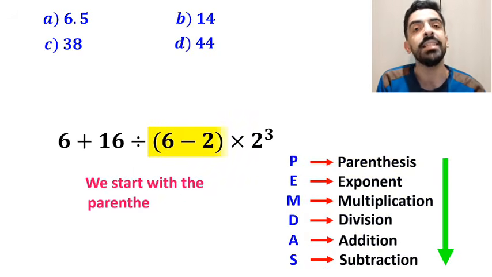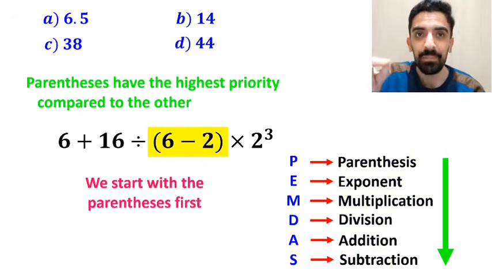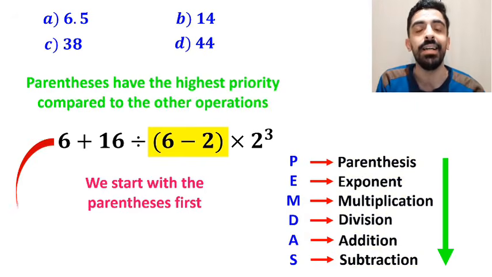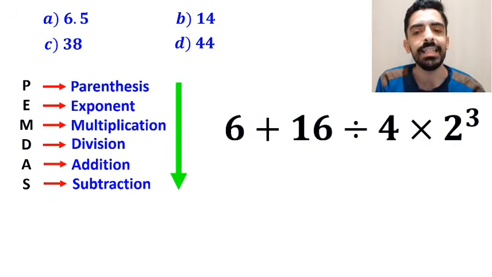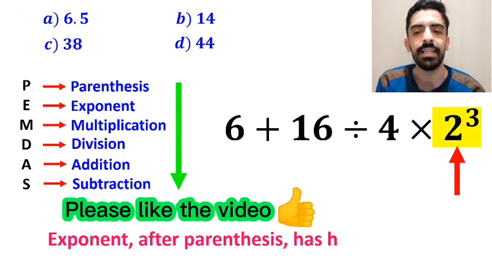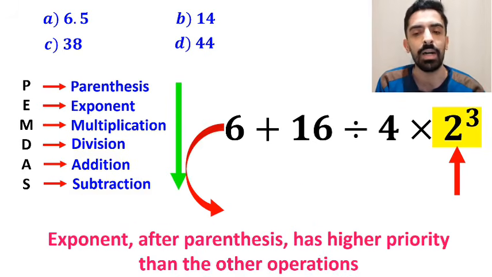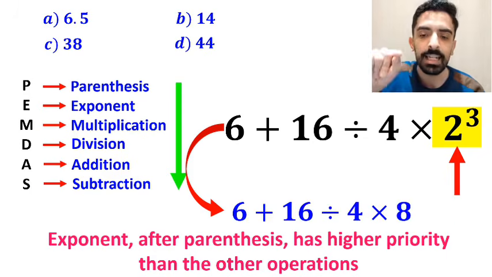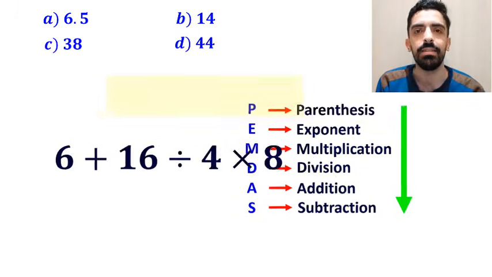So, we start with the parentheses first, because parentheses have the highest priority compared to the other operations. Okay, instead of this expression, we can write 6 plus 16 divided by 4 multiplied by 2 cubed. And in the next step, we go to the exponent, because exponent after parentheses has higher priority than the other operations. So, this expression simplifies to 6 plus 16 divided by 4 multiplied by 8.